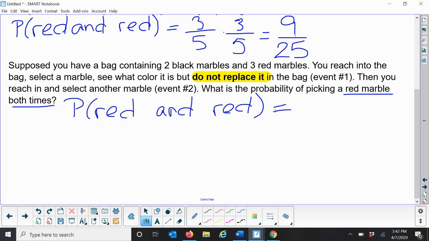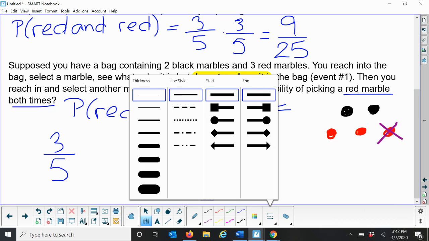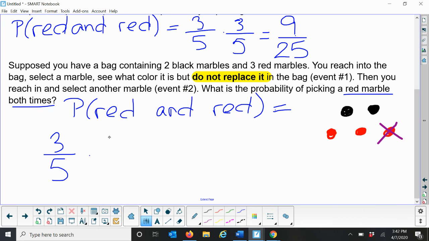And so the probability of getting a red on the first try is still going to be 3 out of 5. There's 3 red marbles in there out of 5 total. Now, if we look at this in terms of a picture, I've got 2 black marbles and I have 3 red marbles. And so if I don't put this marble back that I picked, now what is the probability of getting a red marble the second time? Well, that's only going to be a 2 out of 4 chance. And so my total is actually going to be 6 out of 20 for that last problem.